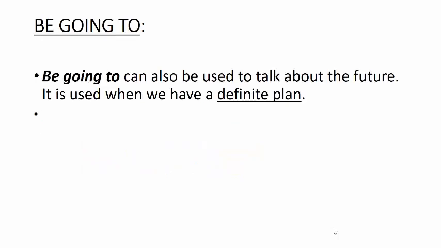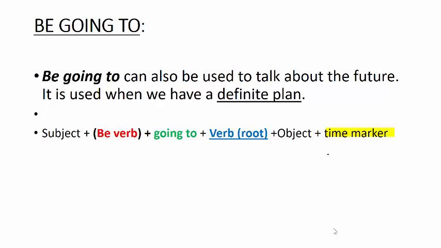Now, be going to is a little bit different because it's the be verb, and we need to change that. So remember, your be verb is I am, you are, he is, she is, it is, we are, they are. And that's how we're going to construct those sentences. So we use this to talk about the future. It's used when we have a definite plan. So something is absolutely going to happen. Here's our sentence construction. It's subject plus be verb plus going to, plus the infinitive, plus the object, plus the time marker.